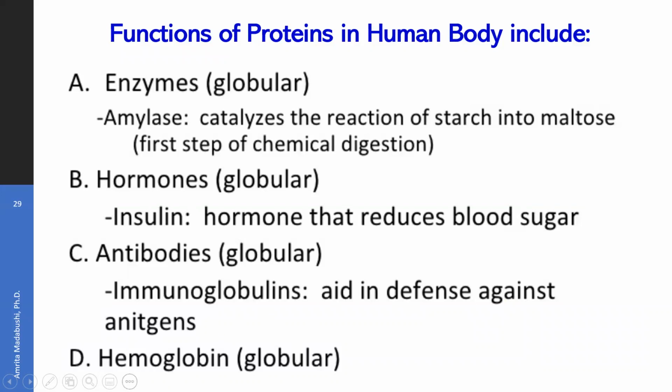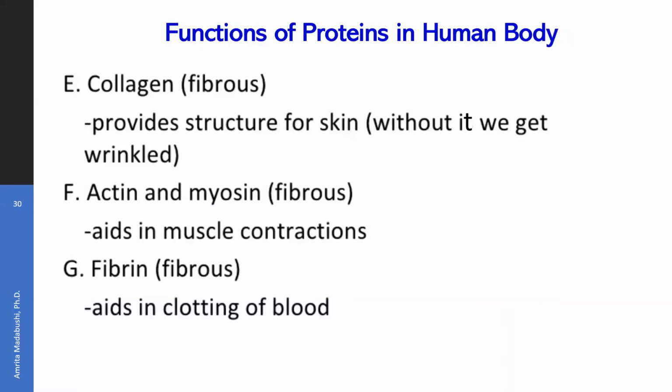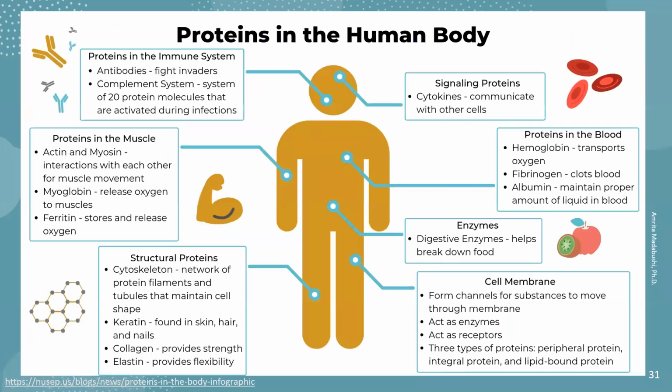And we talked about hemoglobin in a little more detail, which was just for transportation of oxygen and elimination of carbon dioxide. So what are the other functions? There are other functions such as they can provide structure for the skin. They can help in muscle contraction, and they can help in clotting of the blood. So a lot of functions are shown here, which you can read on the slide. I don't have to spend a whole lot of time here.